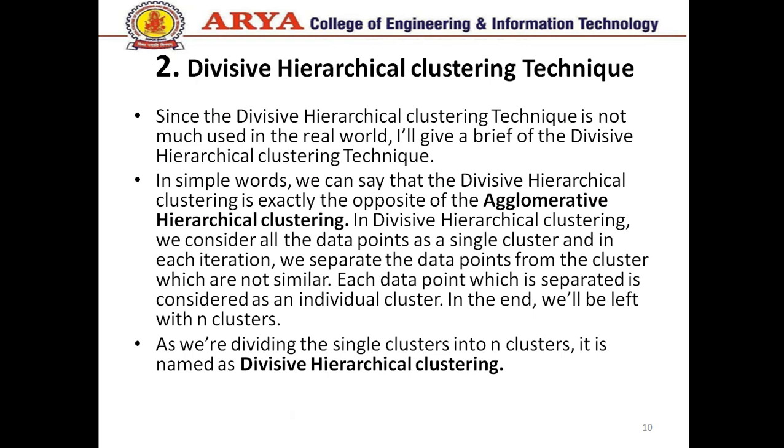Now the second type is divisive hierarchical clustering, which is the opposite task of agglomerative clustering, and the approach is top-down. In the real world, it is not much used. Consider all the data points as a single cluster, and in each iteration we separate the data points from the cluster which are not similar. Each data point is considered an individual cluster, and in the end we will be left with n number of clusters. As we are dividing the single cluster into n clusters, it is named divisive hierarchical clustering.